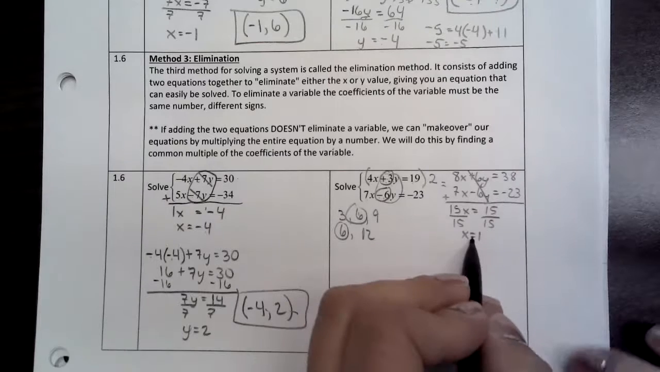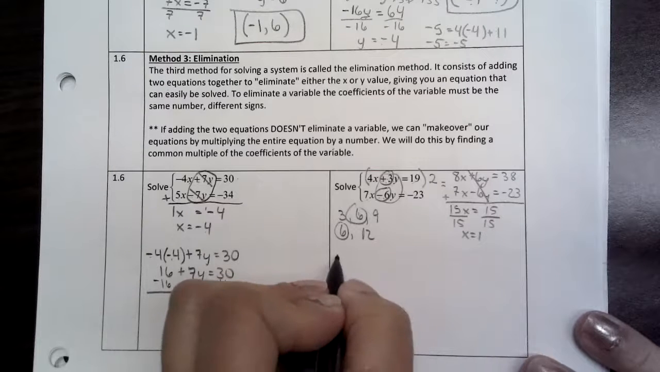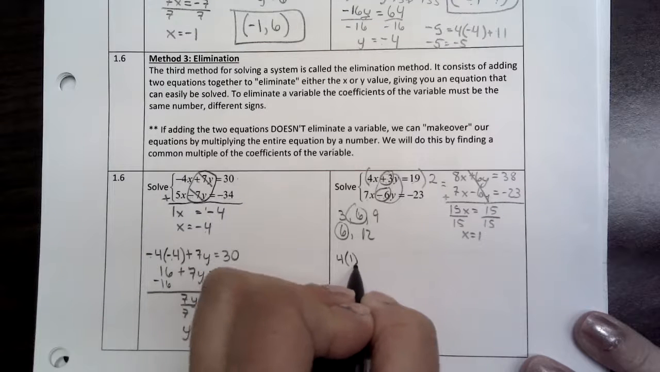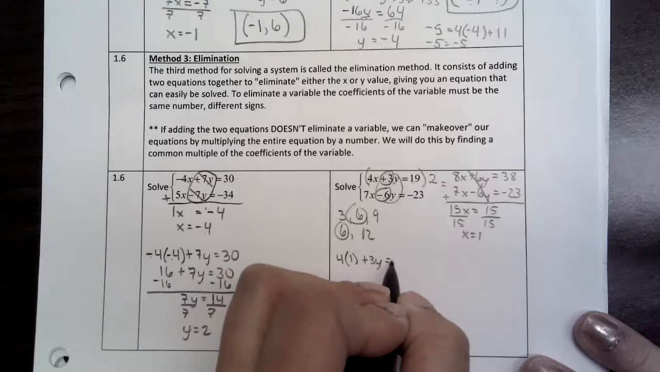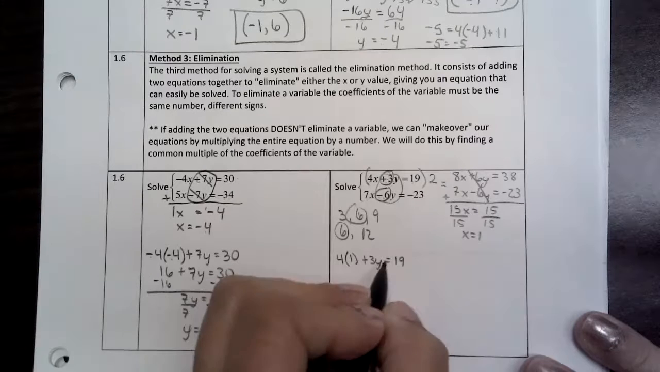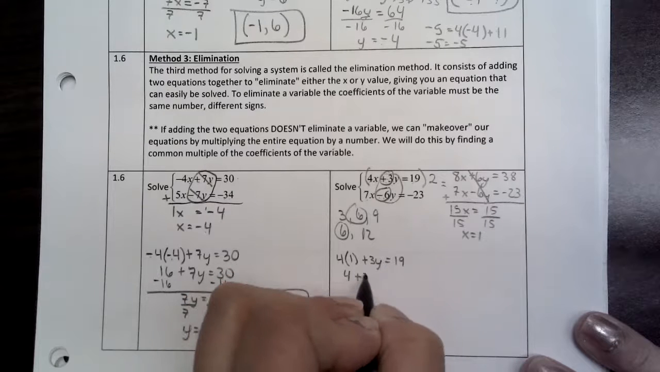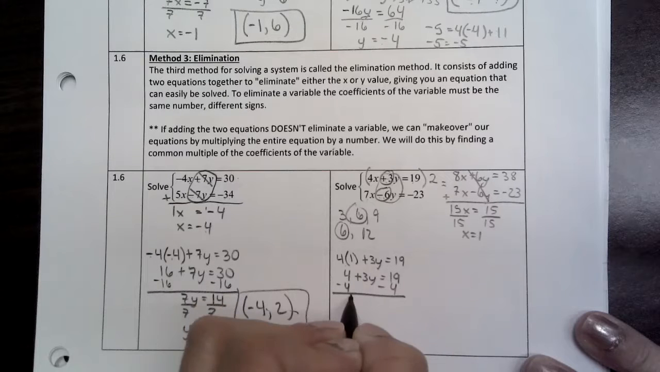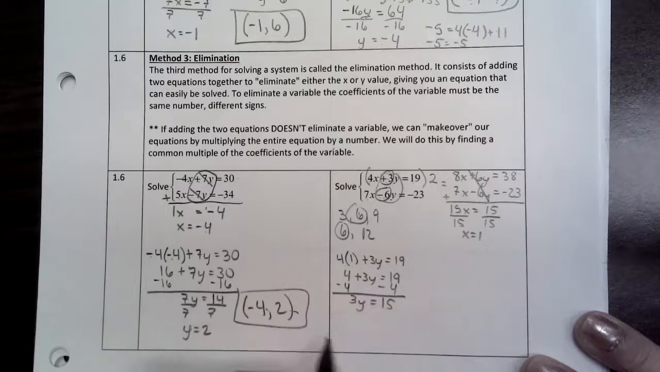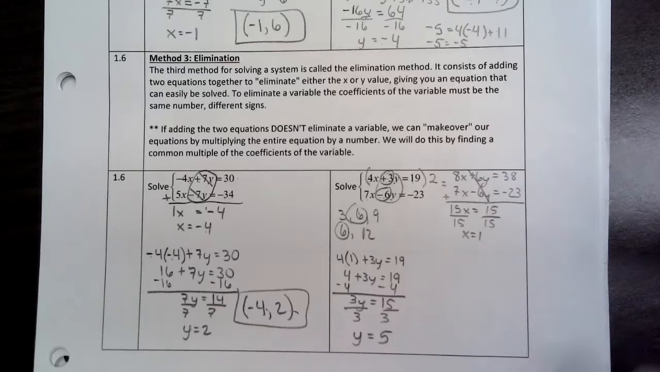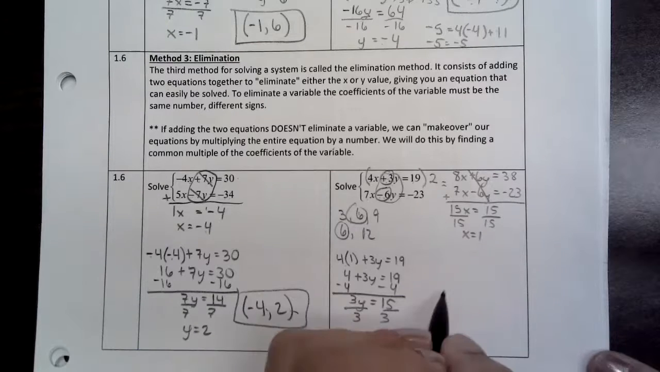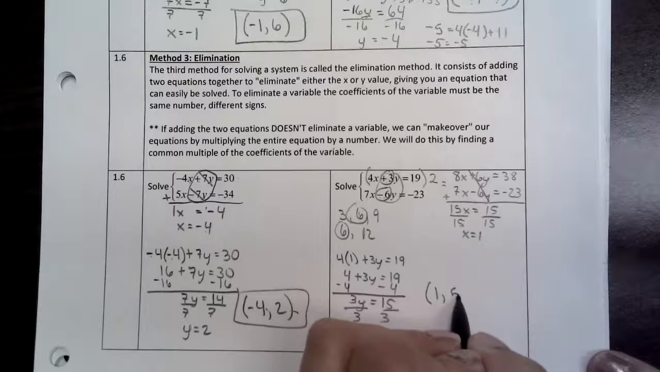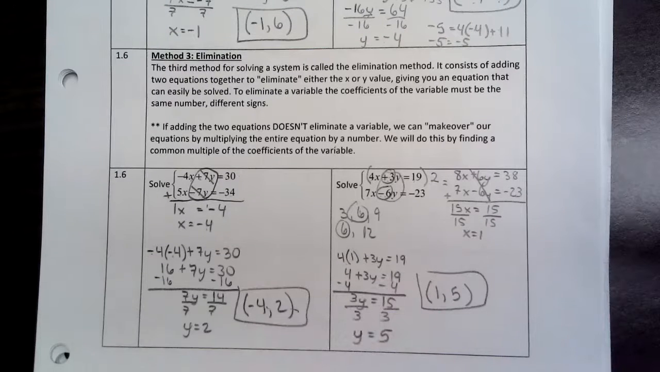Now I'm going to plug my x back in. I'm just going to choose my top equation. So 4 times 1 plus 3y equals 19. So I'm going to get 4 plus 3y equals 19. Subtract 4 from both sides. 3y equals 15. And when I divide, I get y equals 5. So my answer is the coordinate 1, 5. You guys got to write these as coordinates.